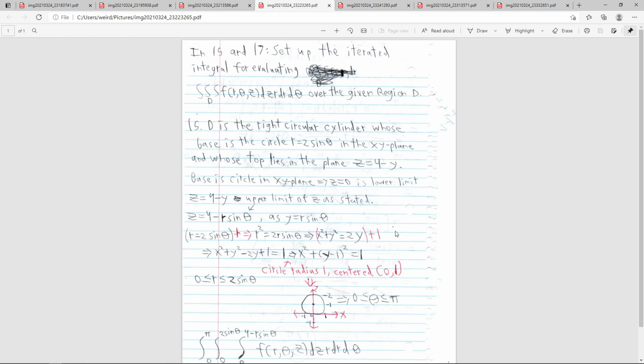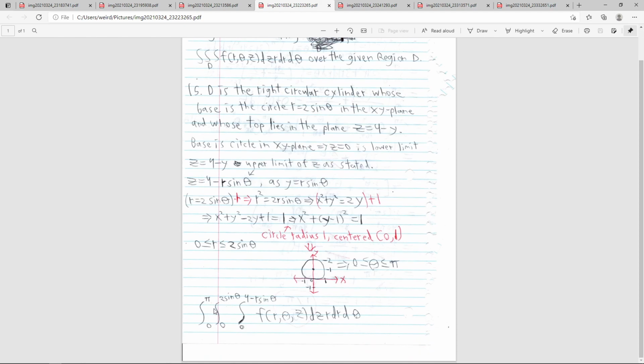For these types, when it's a circular base, 0 is less than or equal to r, which is less than or equal to 2 sine theta, that's what r can be. And 0 is less than or equal to theta, less than or equal to pi, because it's the first two quadrants, so 0 to pi. So 0 to pi, 0 to 2 sine theta, and 0 to 4 minus r sine theta. And it's dz, r dr d theta, this form gives. And you don't actually evaluate it for this one.